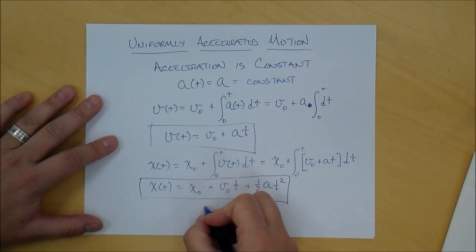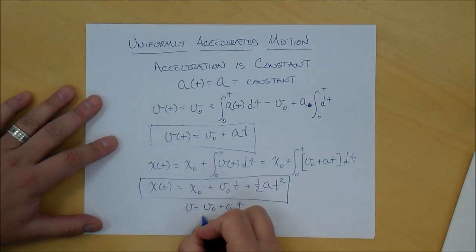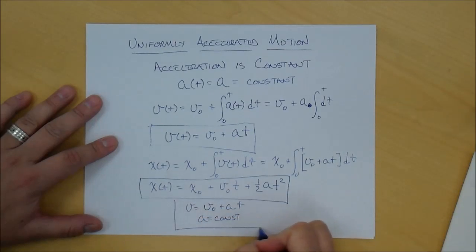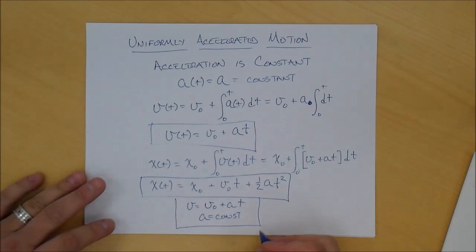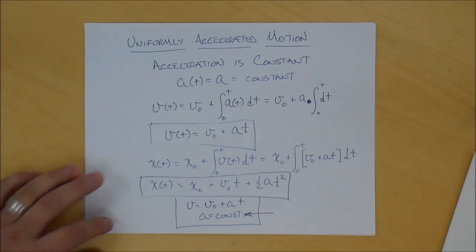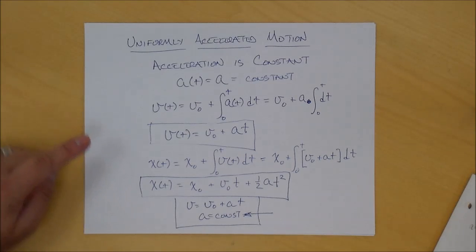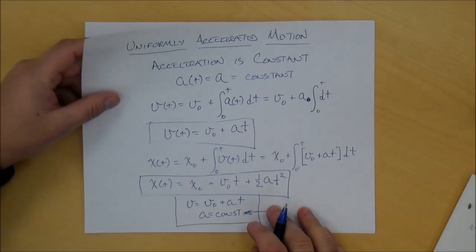And to go with that, we have, just as a reminder, v equals v naught plus a t, and a equals a constant. And those are the relationships for uniformly accelerated motion. Remember, the important thing here is that we know that the acceleration is a constant. There's one more, so you have these three relationships. And there's one more that may be useful at times.